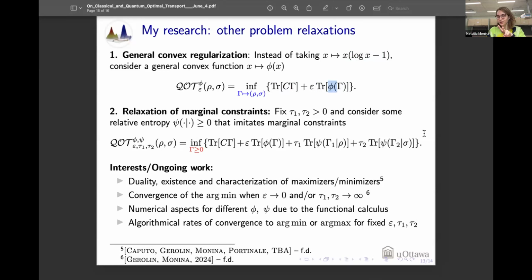But another important thing that we are working on is the relaxation of the marginal constraints. So instead of having the constrained minimization problem, we can relax it by introducing some functional that is growing very fast when our marginals are not correct. And we instead start to consider the problem over all positive operators instead of taking the ones with the correct marginals. And there is some interesting ongoing work. I'm also very happy to discuss with some people if they're interested.